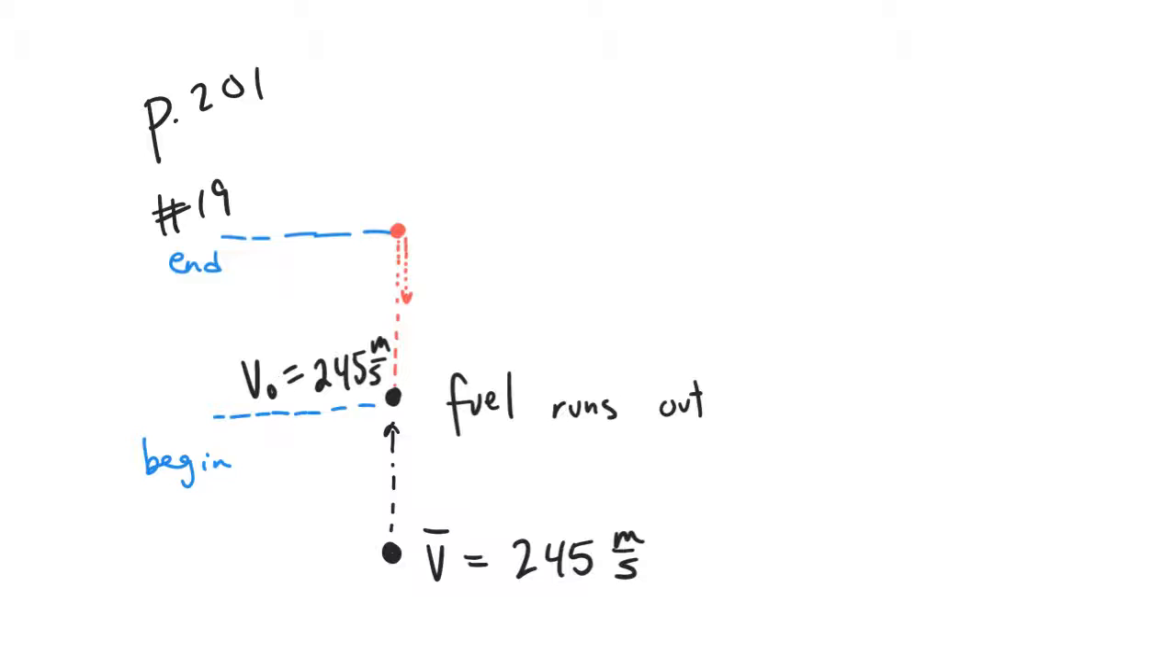How do we approach this kind of a setup? What are you thinking? It says again, it's moving with the speed of 245 when the fuel runs out. How much further will it travel upward before it starts to fall back to the ground? What are we thinking for this?